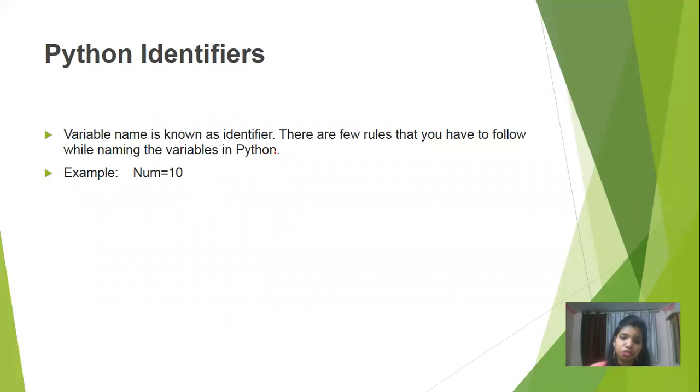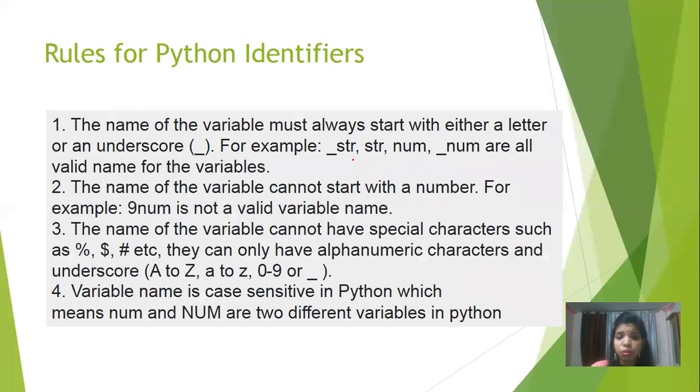Identifiers are the variables. If you want to define any variable, the rules are: a variable can start with an underscore. We cannot start with a number like 9num. If you write it, it is not a valid variable name and it will show an error. Variables can't be defined with any special character except underscore. You can use A to Z, small a to z, 0 to 9, but a number should not be at the start.